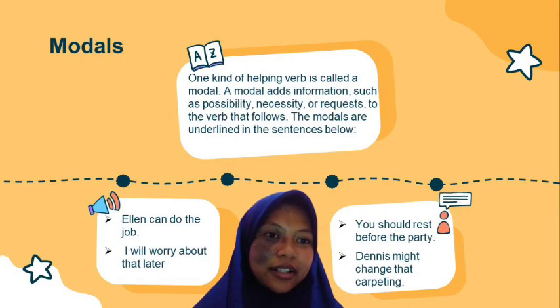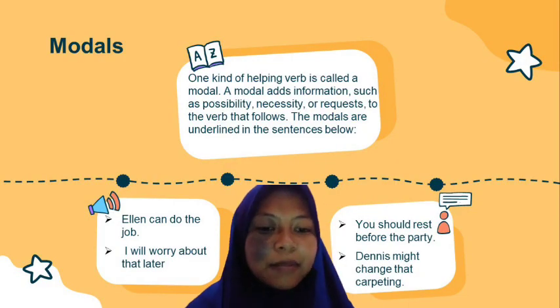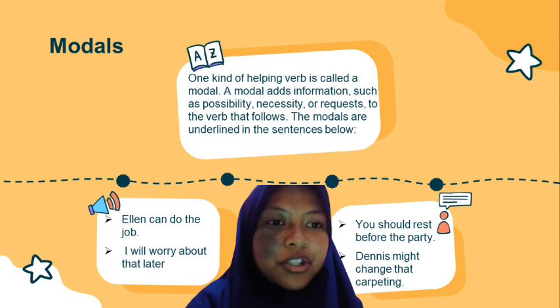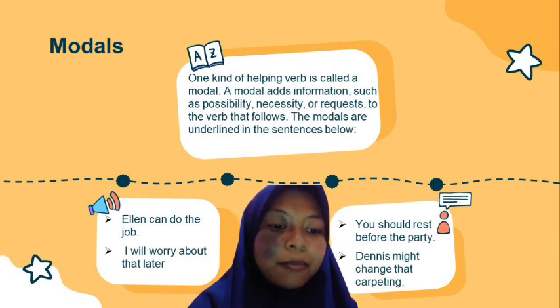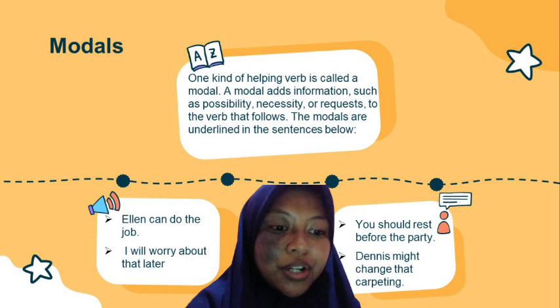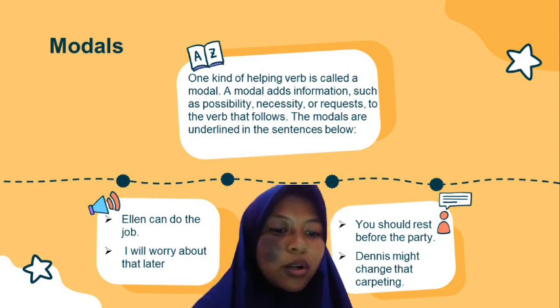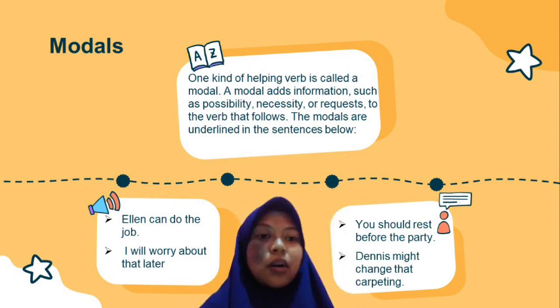I will continue. The next material is about the modal and perfect have. Definition of the modal: one kind of helping verb is called a modal. A modal adds information such as possibility, necessity, or request to the verb that follows. The modals are underlined in the sentences below.